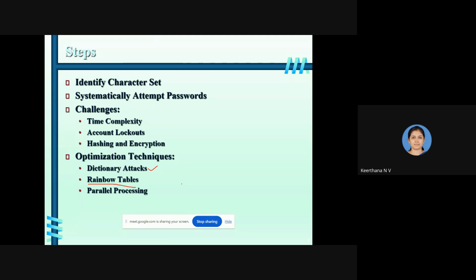The third thing is parallel processing. It is also known as a modern brute force approach, and it uses multi-threading. On one side you run the normal brute force, and in parallel you run the brute force with dictionary attacks, and you also run rainbow tables along with the brute force attacks. These three run in parallel, which saves time and increases the speed of the attack.